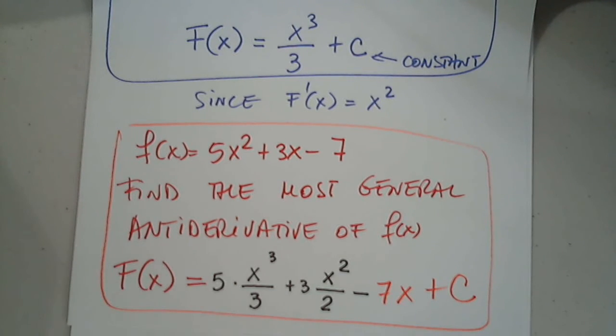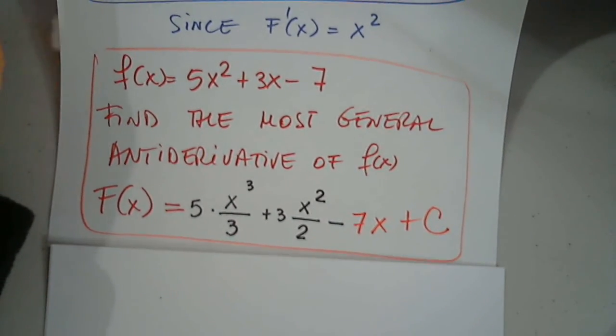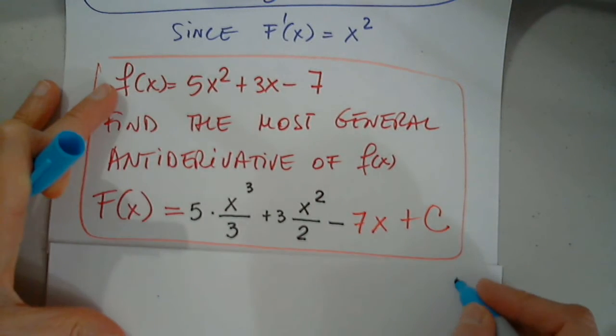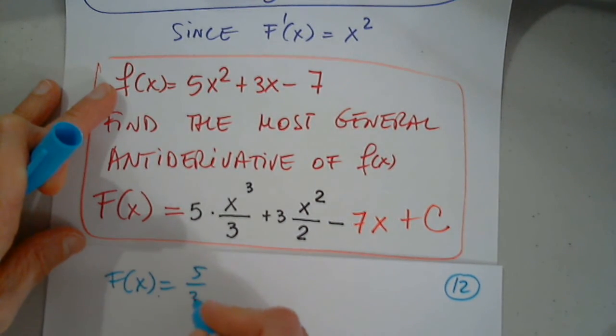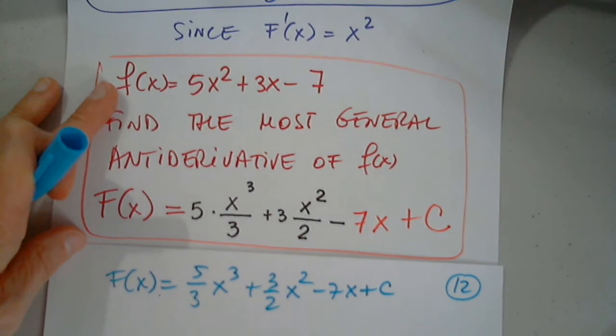Yes, I will rearrange it a little bit. I will write 5/3 times x cubed plus 3/2 times x squared minus 7x plus c. And I'm going to write it one more time. This is the most general antiderivative of the given function. So F of x is 5/3 x cubed plus 3/2 x squared minus 7x plus c.